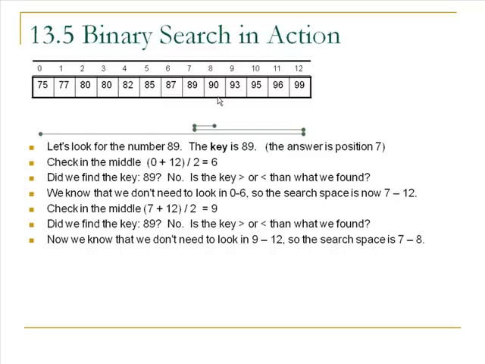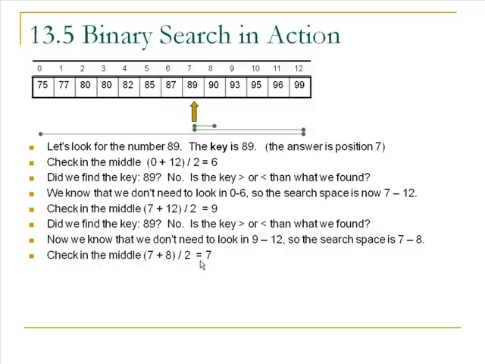This is called a binary search, binary meaning 2. We're going to cut the search space in half each time we look in the middle and decide whether to go on the left or on the right. We don't need to look at 9 through 12 anymore. We already looked at 9 and we found that it wasn't there, and we know that it's not in elements 10 through 12, so the search space is now 7 through 8.